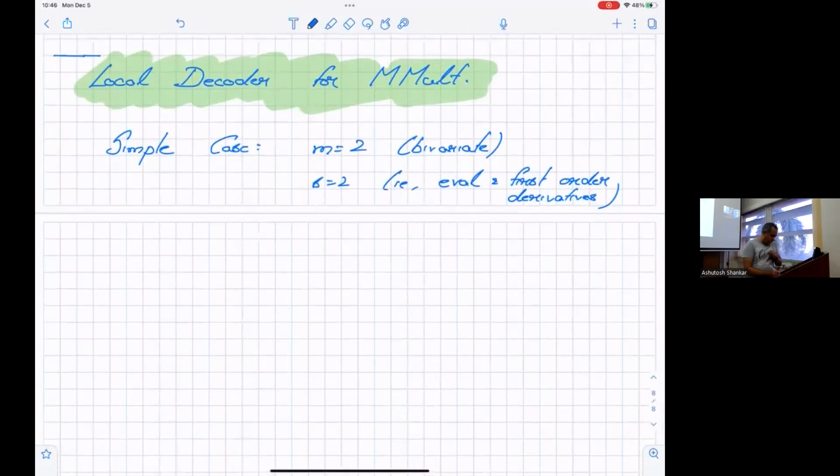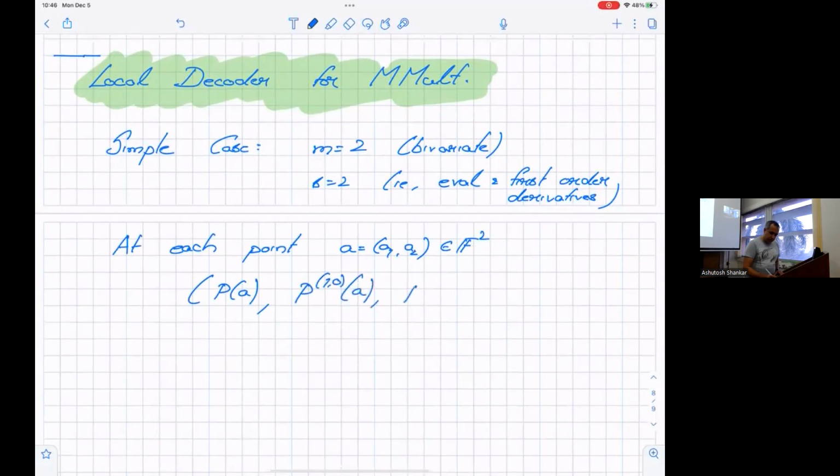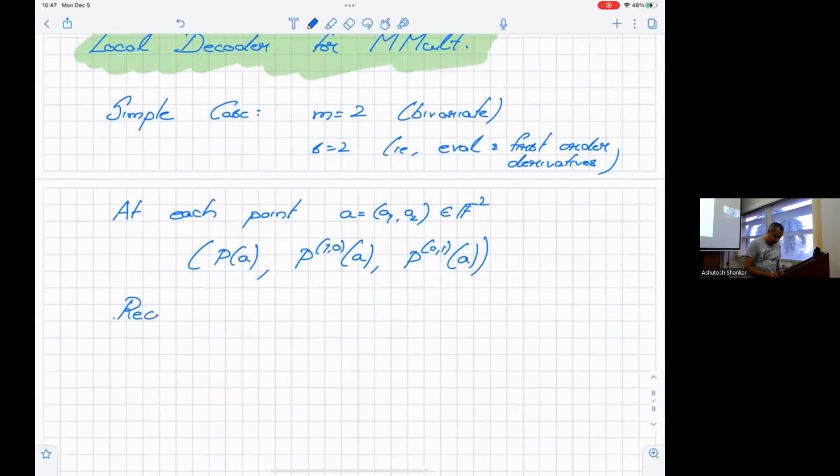In other words, what are we going to be given at each point a, which is of the form (a1, a2) in F_q^2? We are given firstly P of a, the evaluation at the point. We are given the first derivative along the x-axis, that is P(1,0) at the point a, and then the first derivative along the y-axis. This is what the received word has. We are given the received word R from F_q^2 to F_q^3.